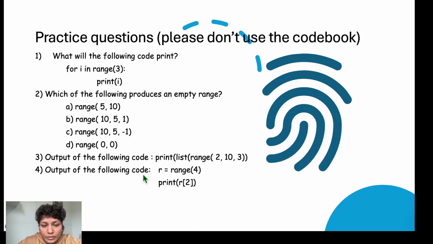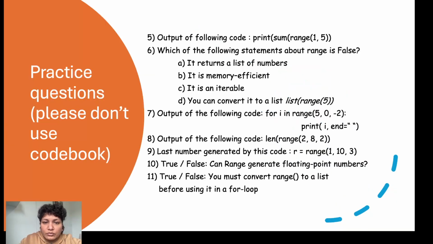Now, these are the practice questions which I have prepared. You can go to my website, where I will upload the presentation, and you can practice these questions. I just want to discuss one or two questions here which are important, I feel. The sixth question: which of the following statements about range is false? It returns a list of numbers. It is memory efficient. It is an iterable. And you can convert it to a list by the syntax list(range(5)). Please do figure out which one is false. It's very tricky, but this is important for conceptual understanding.